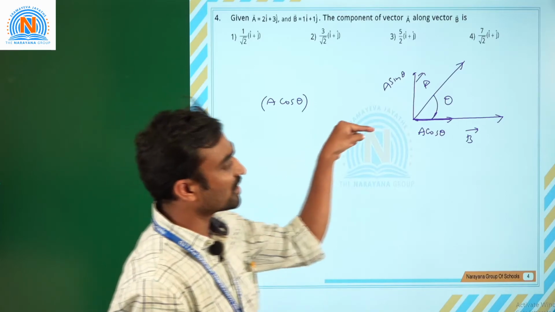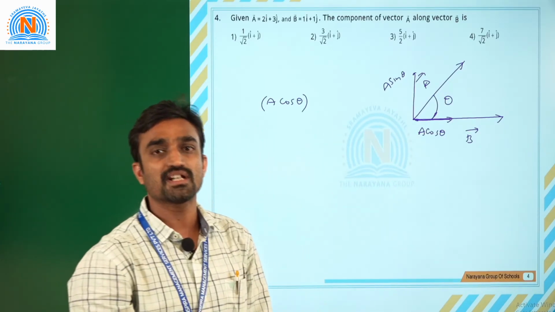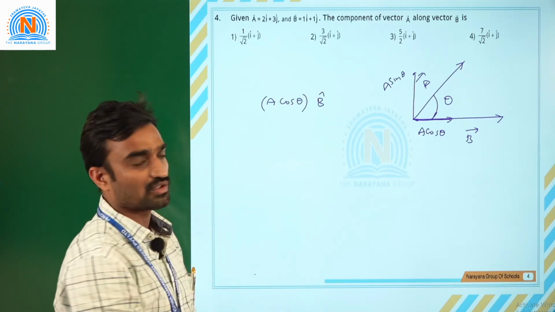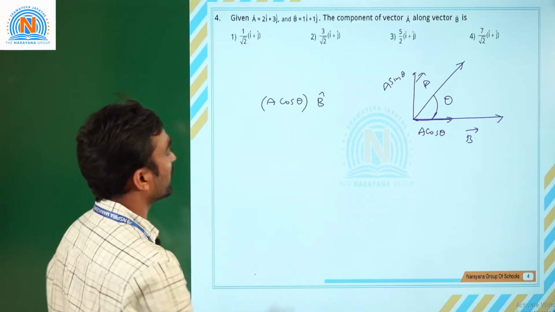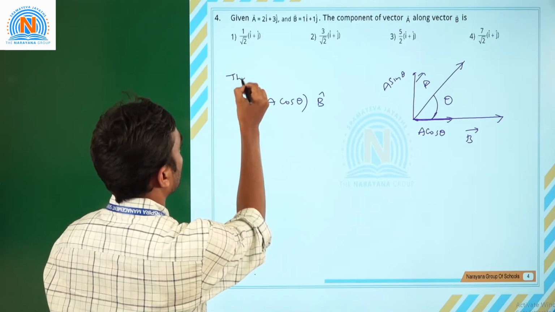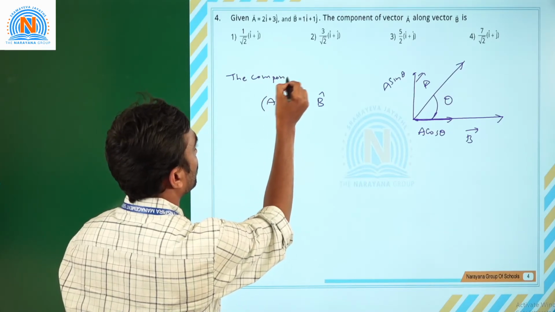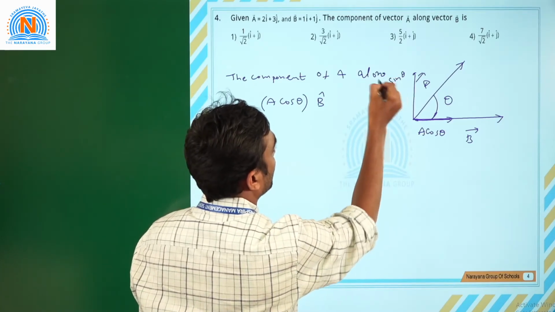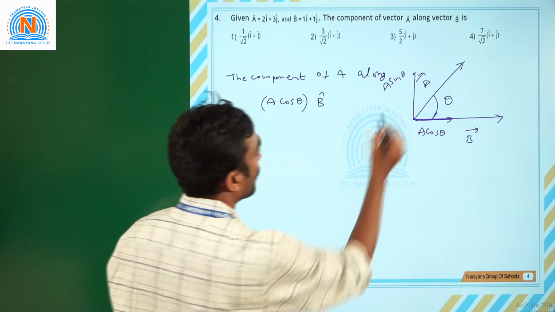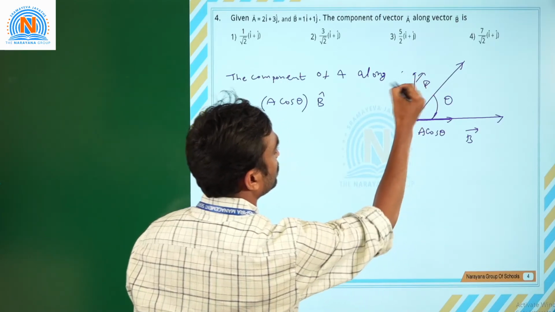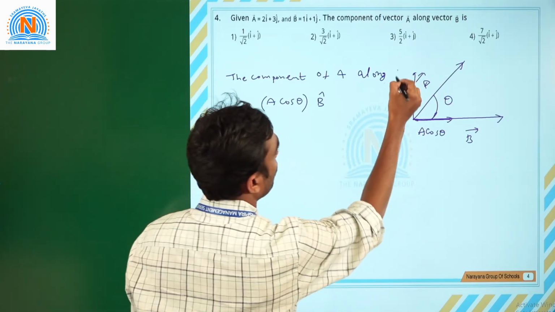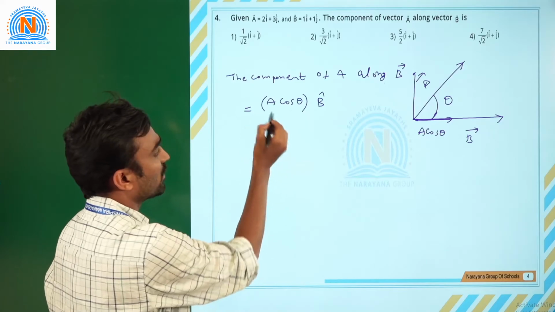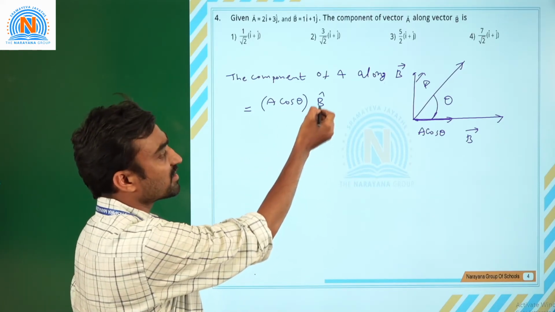In vector form, how to write it? What is the direction of b? The direction of b is nothing but its unit vector, that is b cap. So this is what we are going to find here: the component of a along b. So the component of a along b is given as a cos theta into b cap. a cos theta is the component along b and its direction is given as b cap.